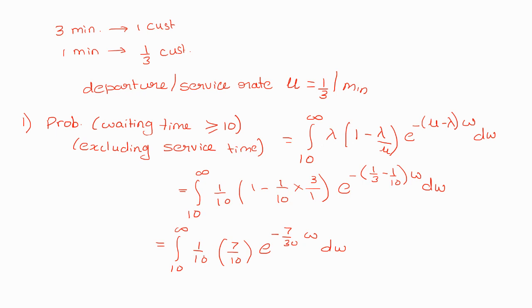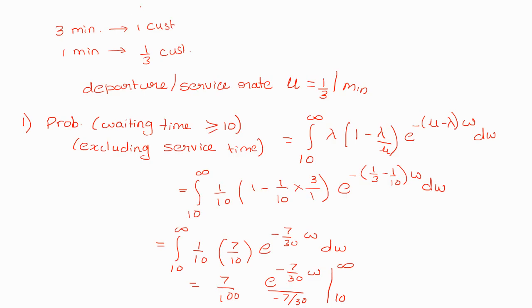This 7 upon 100 is a constant, so I can take it out, and whatever remains I will integrate. Now, the integration of e raised to ax with respect to x is e raised to ax upon a. So it becomes e raised to minus 7 by 30 w upon minus 7 by 30, with limits from 10 to infinity. This is the normal integration I have performed. Simplifying, it will be 7 by 100 into 30 by minus 7.